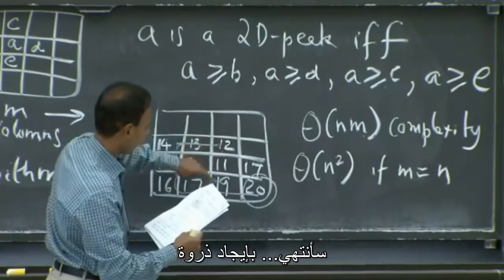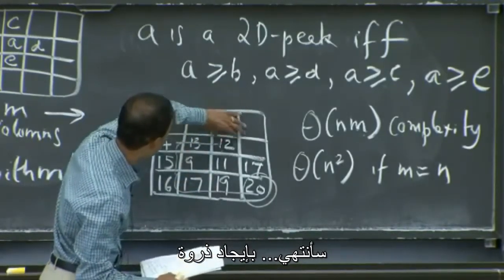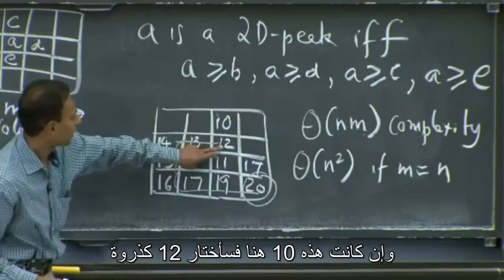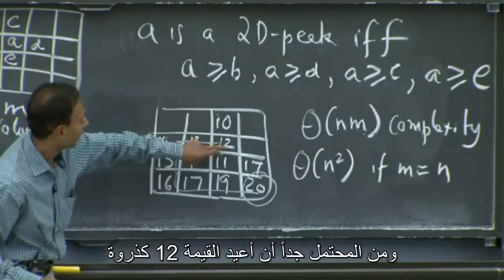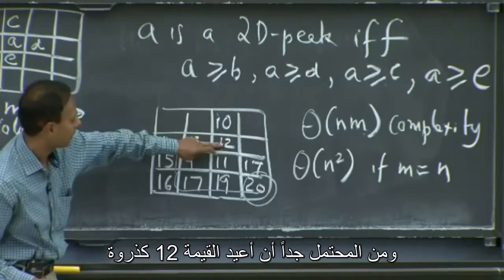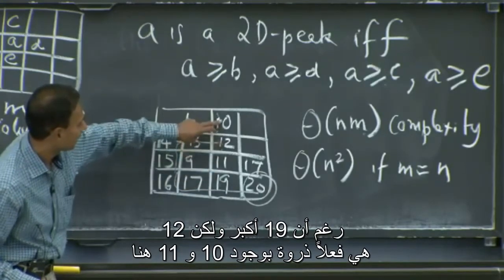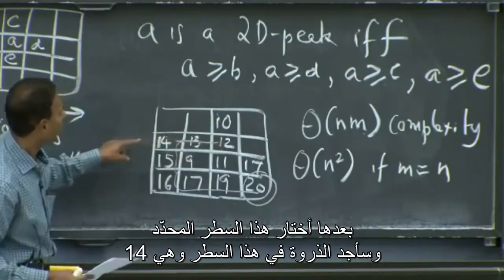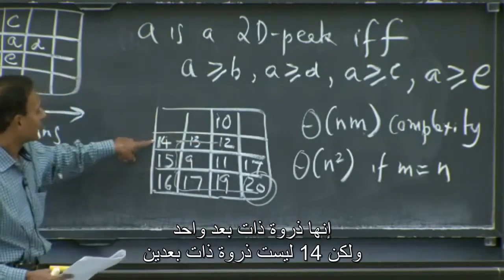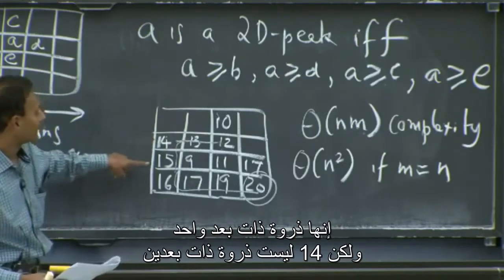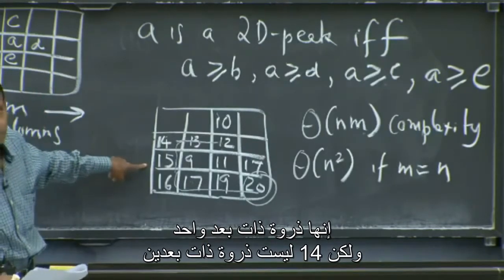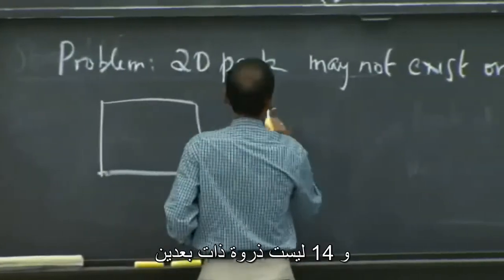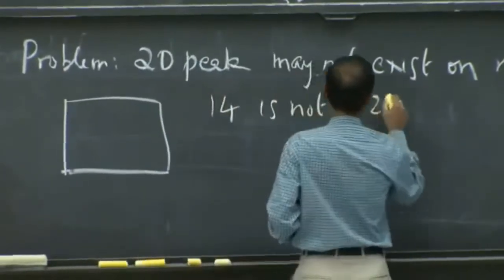I end up finding a peak, and if this were 10 up here, I choose 12 as a peak, and it's quite possible that I return 12 as a peak, even though 19 is bigger, because 12 is a peak given 10 and 11 up here. And then when I choose this particular row and I find a peak on this row, it would be 14. That is a 1D peak on this row, but 14 is not a 2D peak. So this particular example would return 14, and 14 is not a 2D peak. All right?